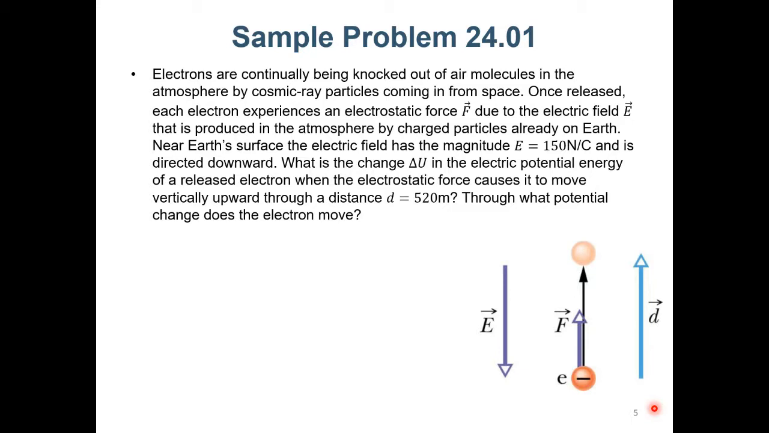Okay, so for this sample problem, electrons are continually being knocked out of air molecules in the atmosphere by cosmic ray particles coming from space. Once released, each electron experiences an electrostatic force due to the electric field.